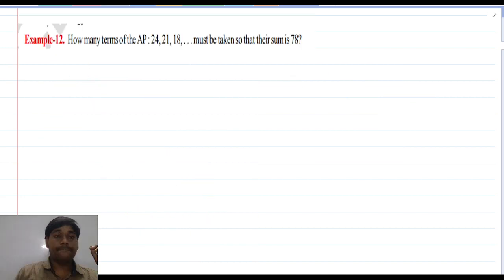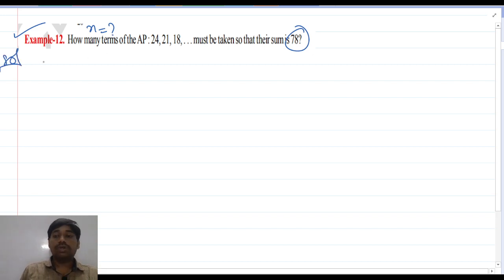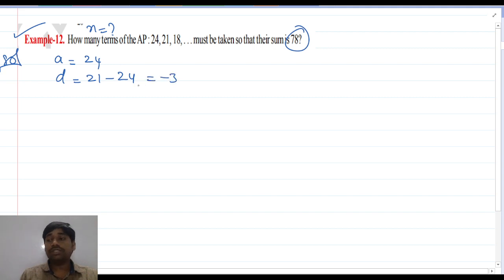Next, how many terms of the AP 24, 21, 18 and so on must be taken so that their sum is 78. So how many? So n is equals to how much they are asking. So first term we know. So what is the first term here? A is equals to 24. D is equals to 21 minus 24, which is equal to minus 3.